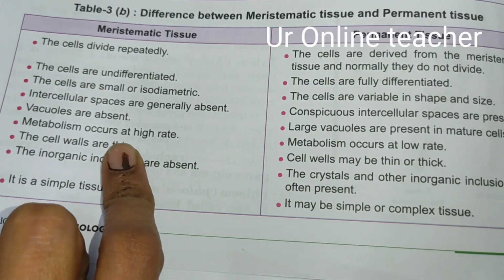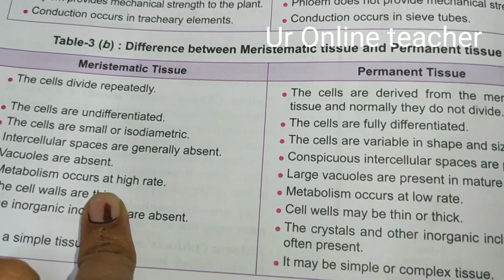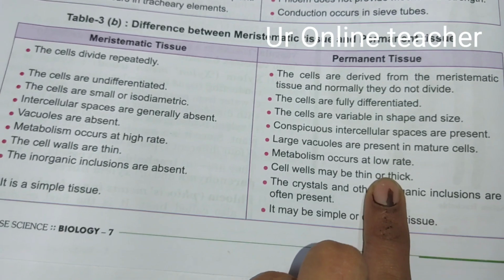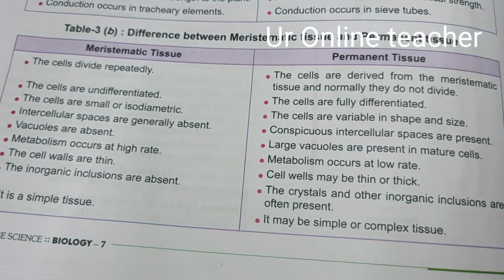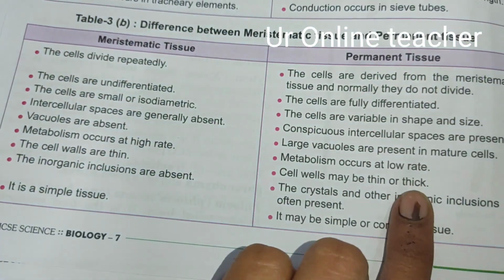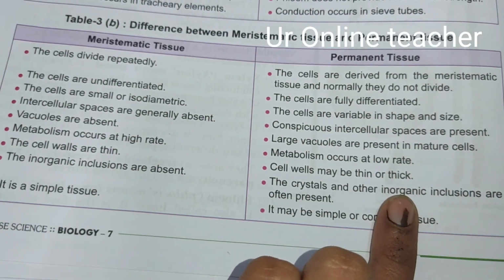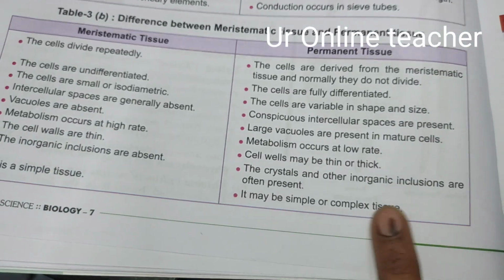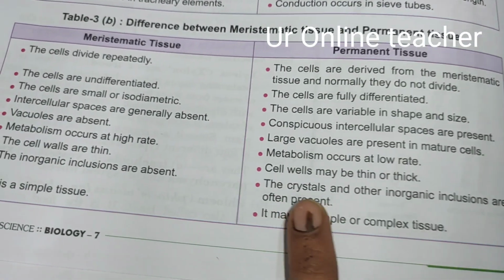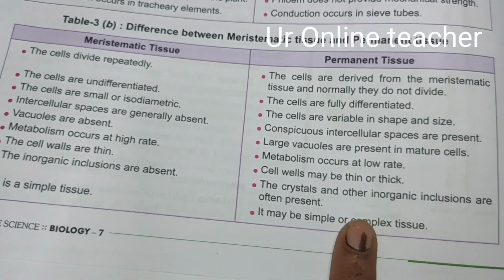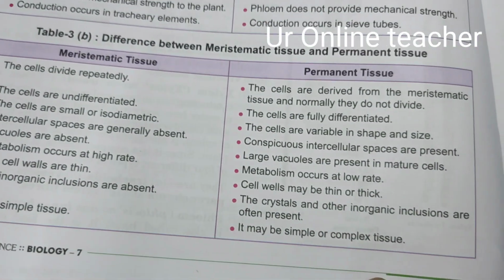Here metabolism is high, that's why it will be dividing continuously. Here metabolism is very low and there will not be any continuous division of cells. The cell walls are thin. Here the cell walls are thin or it may be thick. The inorganic inclusions are absent here. The crystals and other inorganic inclusions are commonly present. Meristematic is a simple tissue. In permanent tissues, there are both simple and complex tissues.